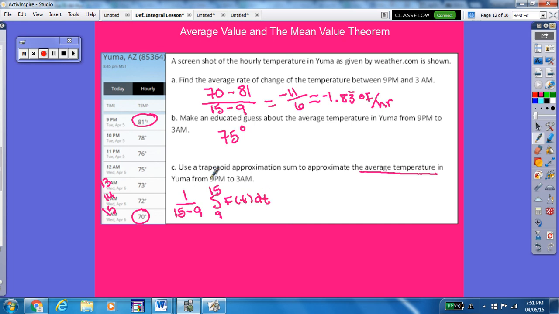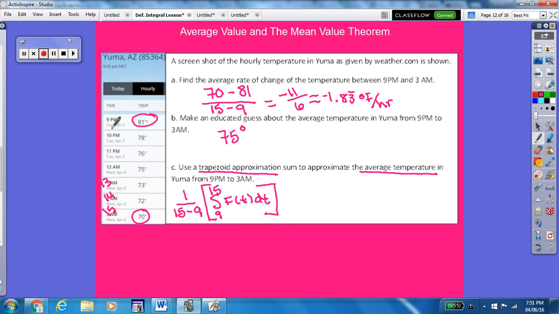But here's the thing. With a table, there's no function. So with a table, we can't use Math 9. We can't type in a function. We can't do an antiderivative because we don't have a function. So what we're going to do is use a trapezoid approximation to approximate this piece. It's not going to be exact, it's not going to be perfect, but it's going to be close to what the answer should be.